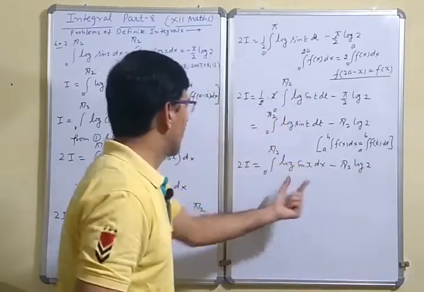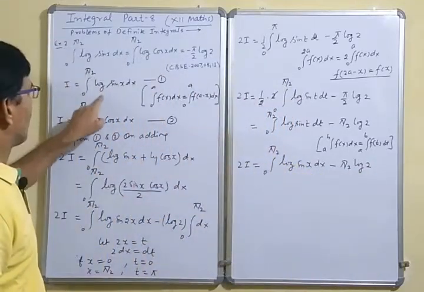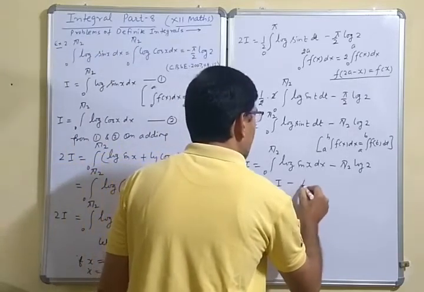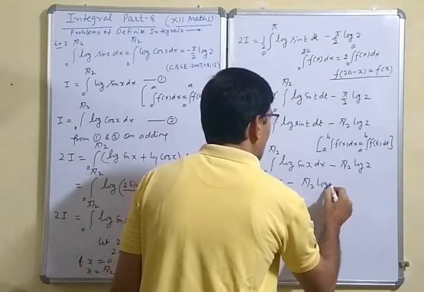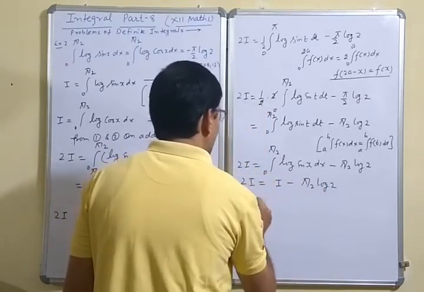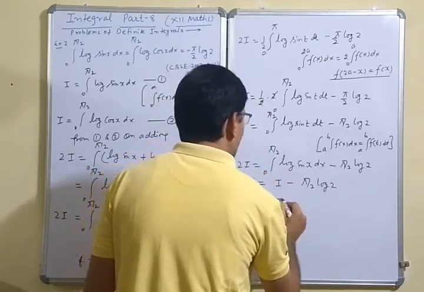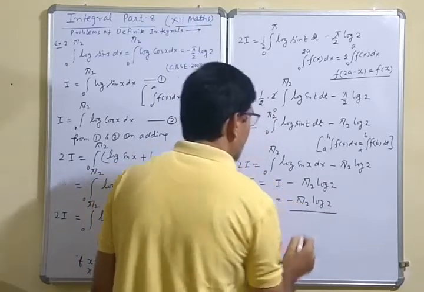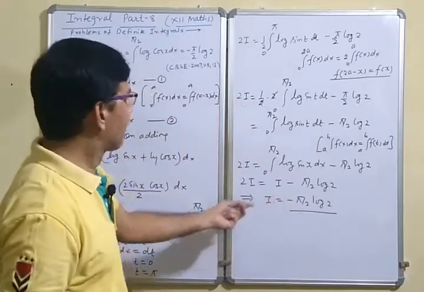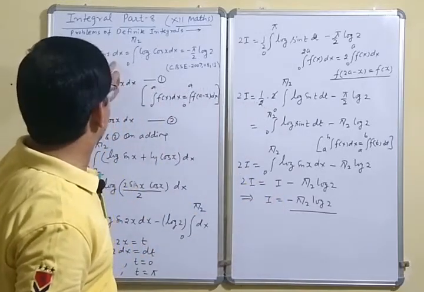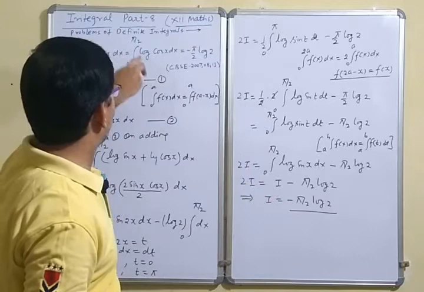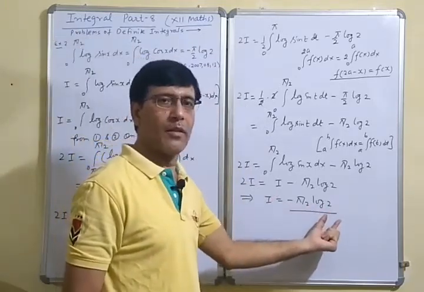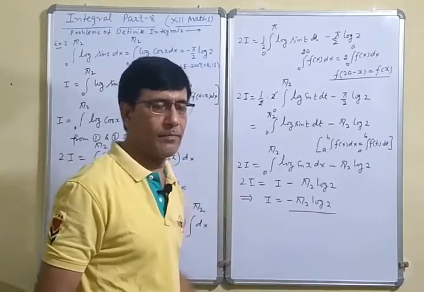And this is nothing but the integral from 0 to pi by 2 of log sin x dx, which is I. So this is I minus pi by 2 log 2, that is 2I, which implies that I is equal to minus pi by 2 log 2. So this is the required proof of this question. The integral from 0 to pi by 2 of log sin x dx is the same as the integral of log cos x dx, which is the same as minus pi by 2 log 2. That is the required solution.